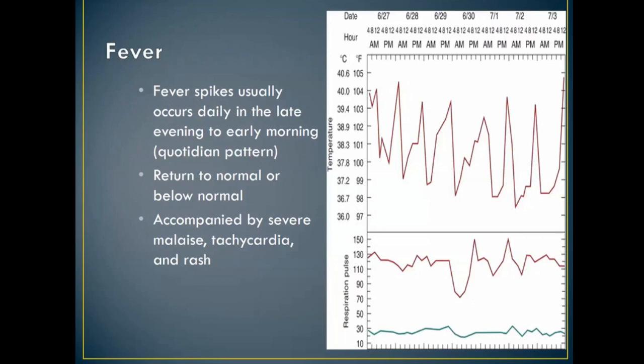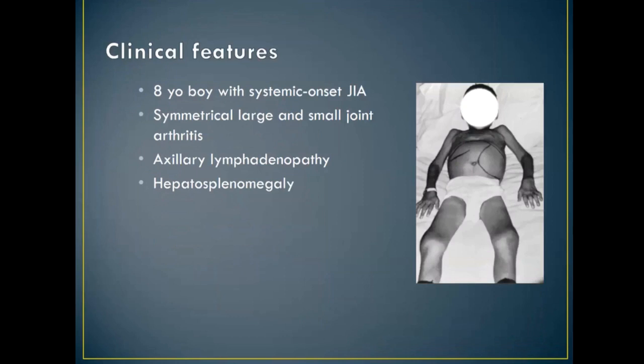You have these fever spikes. It's daily, late in the evening, early morning. We call that the quotidian pattern. And the fever comes back to normal. So if you have fevers all day, we're more worried about malignancy or infection than systemic JIA. If you have fevers once or twice a day, every day, we're worried about systemic JIA. And usually during the fever is when you get the rash. You can have the rash outside of the fever, but the rash gets worse during the fever, and the kids feel awful when they have the fever.